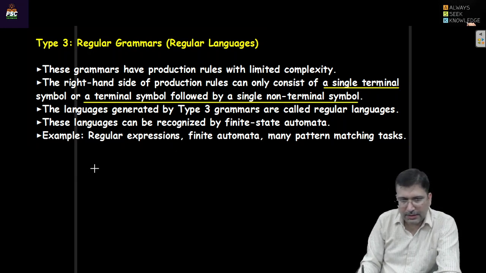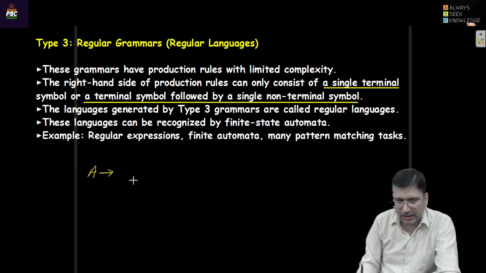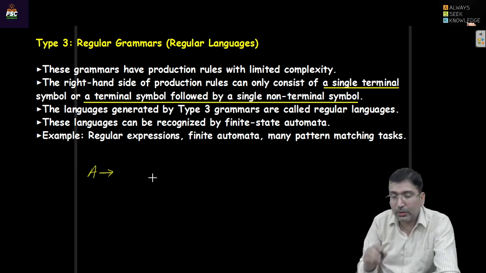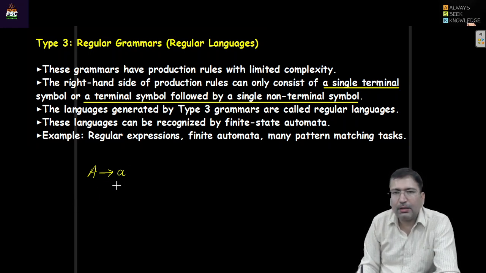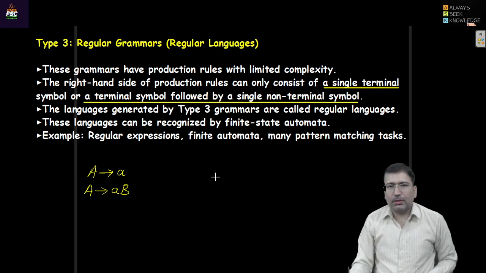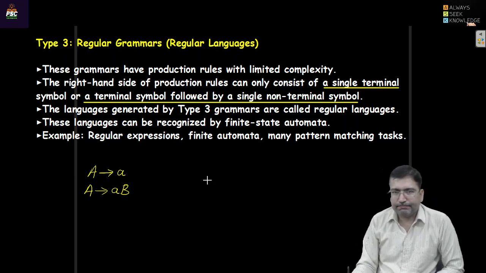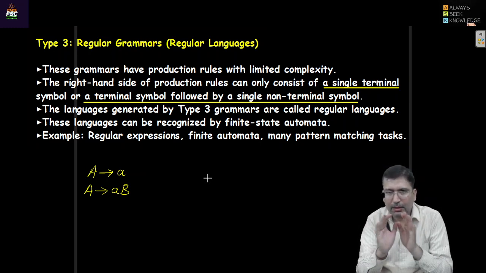Now if you consider A as a non-terminal, the left hand side has to be only a single non-terminal. But on the right hand side there are two restrictions. Either it can generate a single terminal, let's say small a is the terminal, or the single non-terminal at the left hand side can generate a terminal followed by a non-terminal. So these two types of production rules are allowed in regular grammar. If a language follows such kind of grammar, we can consider that language a regular language.